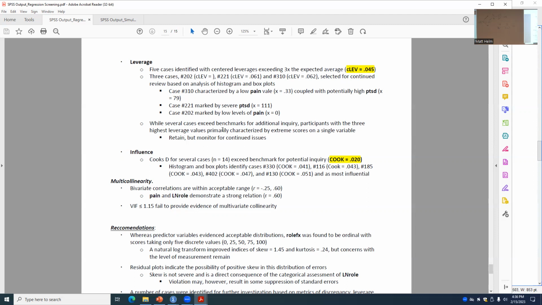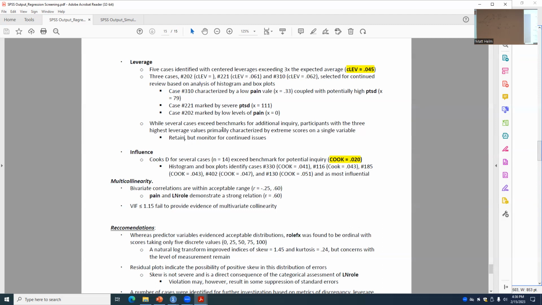Getting down to our influence, here we're saying Cook's D for several cases, 14, exceeded benchmarks for potential inquiry. You don't need to give me all 14 of those. If we get to that point, we've got a grip of them here. Histograms and box plots identified 330, 116, 185, 402, and 130 as most influential. So again, for this one, I captured that tail end and just said, here's the case, here's what the actual value is in terms of things coming up.